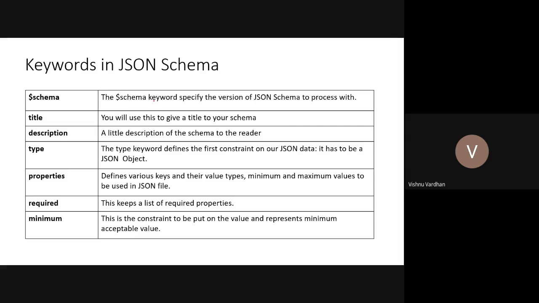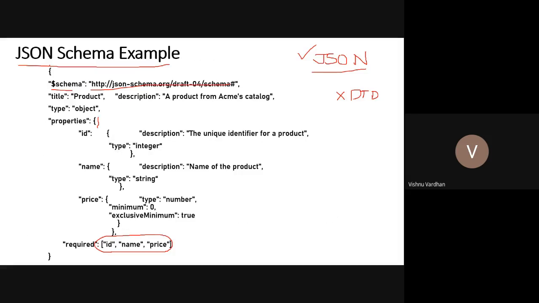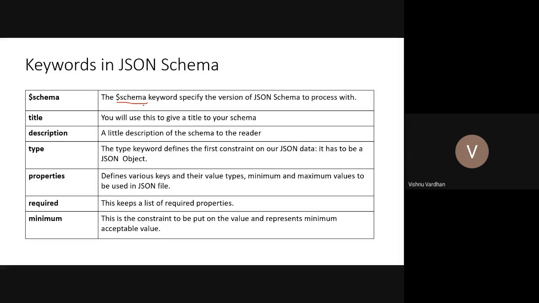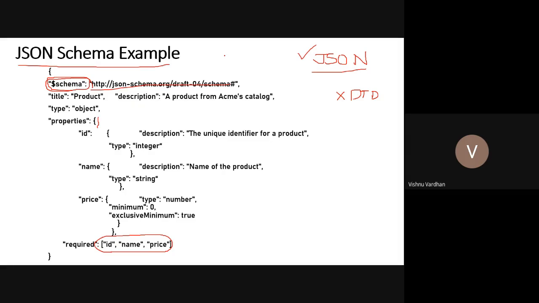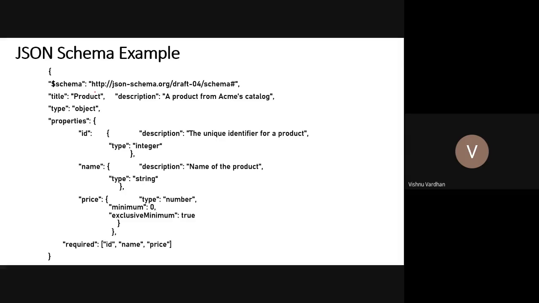The keywords in the JSON schema. The $schema, actually this is a keyword. You can find this in the very first line. This is the very first line of name value pair of the JSON schema. Whenever you come across the $schema keyword, it specifies the version of the JSON schema to process with. That means whatever we are saying here, it is the version of the JSON schema. So now this particular JSON data is complying with the draft 4 schema of the JSON. In that way, the parser will come to know.